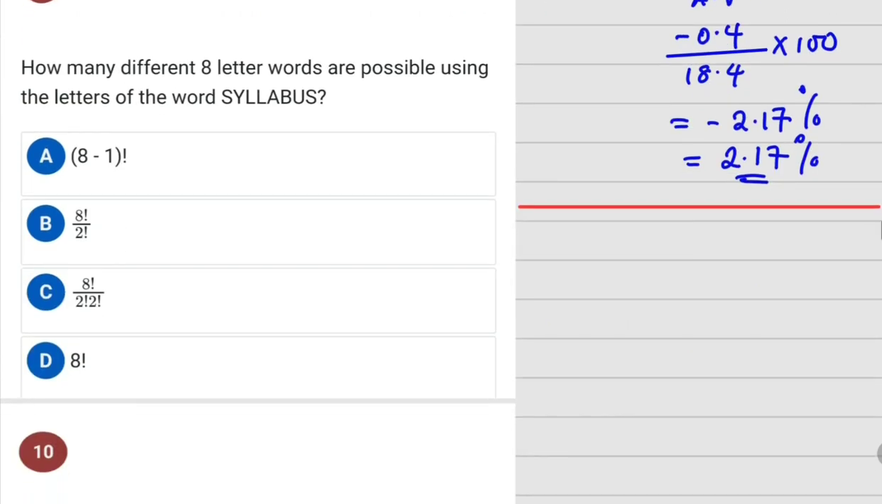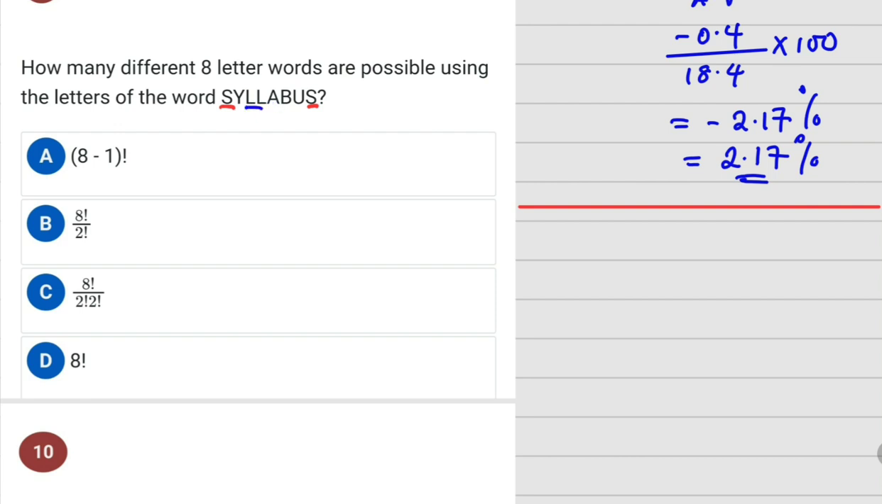The next question is actually a very simple question. It is under the topic permutation. All right. Now, for us to do this, this is a case of indistinguishable objects. Why is it indistinguishable? Check it out. We have S and S. Then we have two L's.